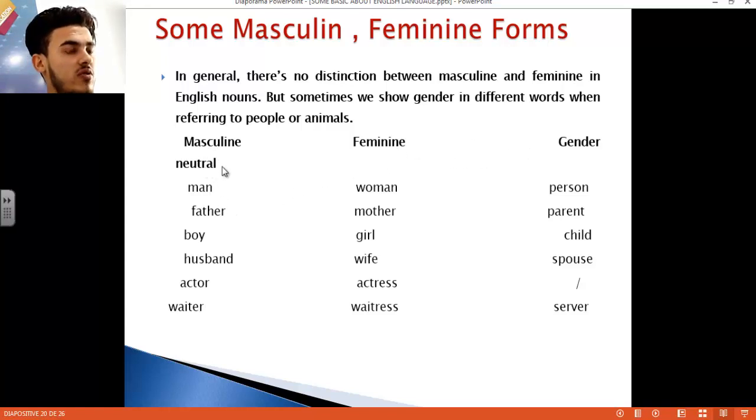What is a neutral noun? A neutral noun is usually used when we don't know the sex of the doer of the action or the subject. Like here, man, woman. When it is neutral, we say person. Father, mother, and we say parent for the neutral noun. Boy and girl, and we say child when we don't know the sex of the boy or the girl. Husband, wife, or spouse for the neutral form. An actor, its feminine is actress, and it doesn't have any neutral form. Here, waiter, waitress, or server.